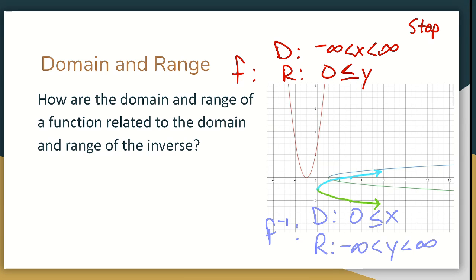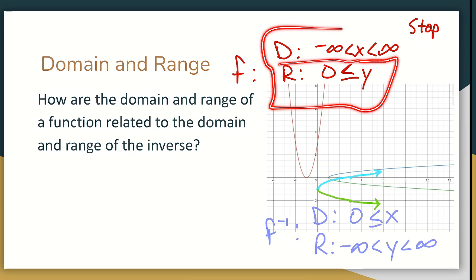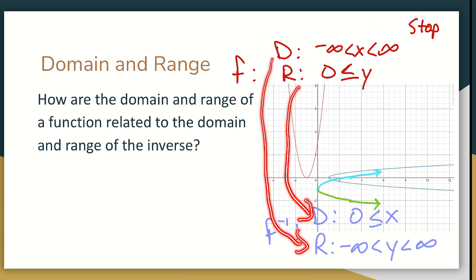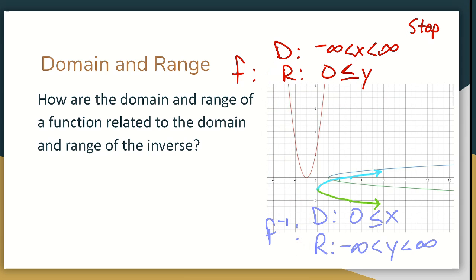And so what I want you to notice is that when we think about some function and its domain and its range, its inverse just flips the domain and the range, which makes sense. Because really that's all we're ever doing is switching the x and the y.